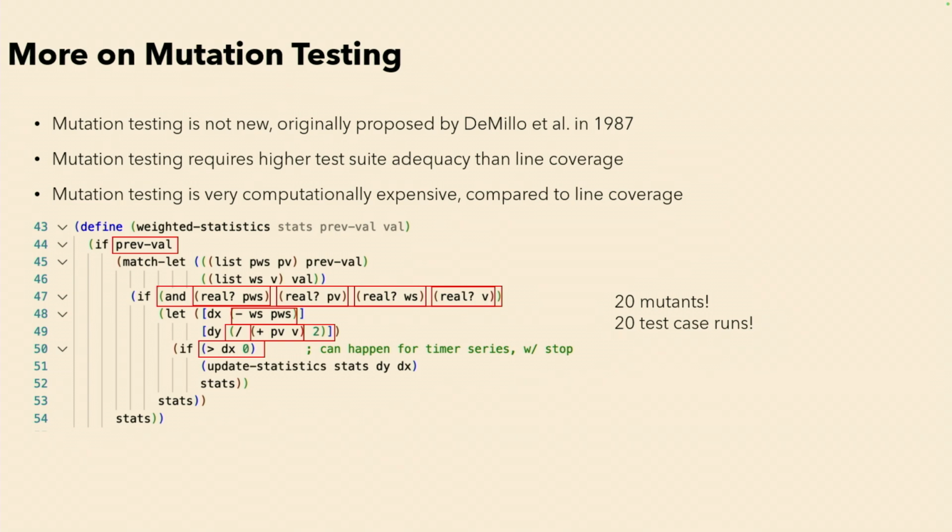So for example, this little snippet from an open source Racket project, basically each one of those red boxes is a place where a mutant might get generated by a mutation engine. So this one snippet, 11 lines of code, would generate 20 mutants, which would then correspond to running your test cases 20 different times, which, if you imagine it's part of a larger project, could get very expensive very quickly.